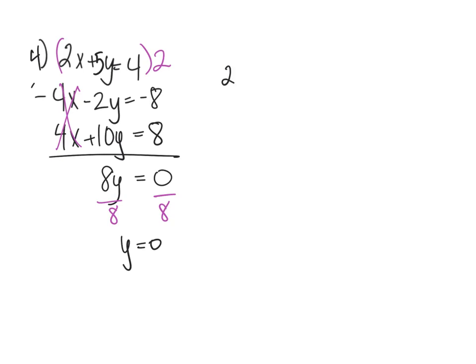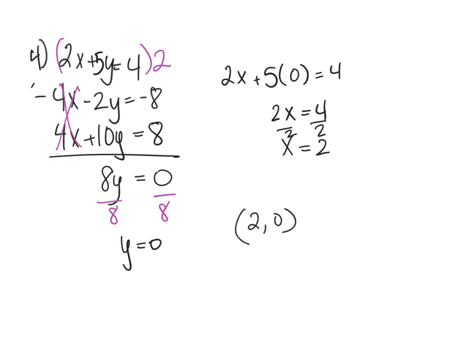And then we can plug it in. 2 times x plus 5 times 0 equals 4. So 5 times 0 was 0, so 2x equals 4. And x divided by 2, x equals 2. And so my ordered pair is 2, 0. So don't freak out when you get 0 for one of your answers. The answer is 0, plug it back in.